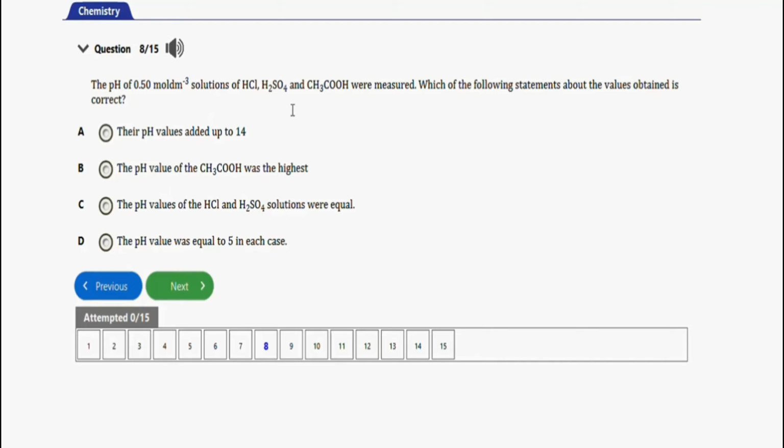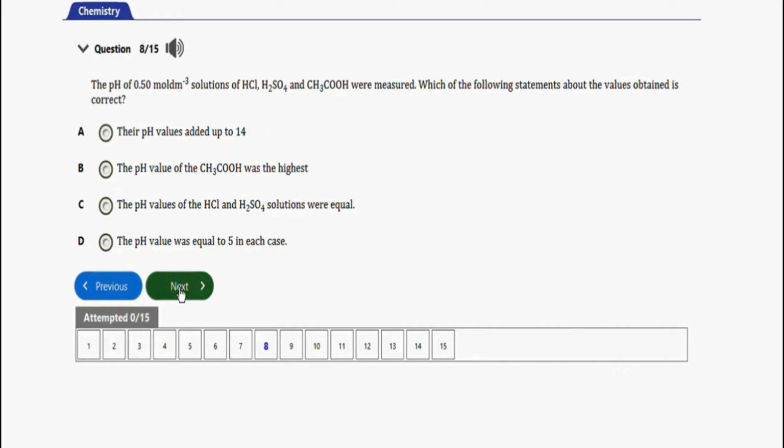So the right option would be option B, because out of these acids, hydrochloric acid is a strong acid, tetraoxosulfuric acid is a strong acid, so their pH value will be very low, around 1, 2. But ethanoic acid is a weak acid, so it has to have a pH higher than 1, 2, 3. So its pH value will be around 5, 6 thereabout. So ethanoic acid will have the highest pH value. So the right option is option B.